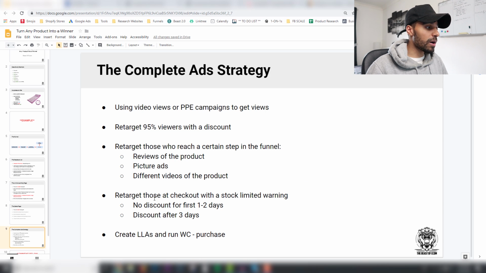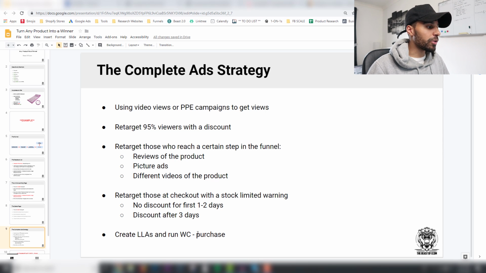Another thing that you obviously want to do as well is retarget those who landed on the checkout with a stock limited warning, which is what I personally like to do. However, don't offer a discount in the first 1-2 days, because what I find is that if people are initiated checkout or on the checkout page, all they pretty much need is just a little bit of a nudge. And when it comes to DPA ads and stuff like that, I generally don't like to offer a discount for the first day, because most of the time they could have just got distracted, whatever it may be. So no discount for the first 1-2 days, and then after 3 days, if they haven't converted, then offer them a discount for those sort of people.